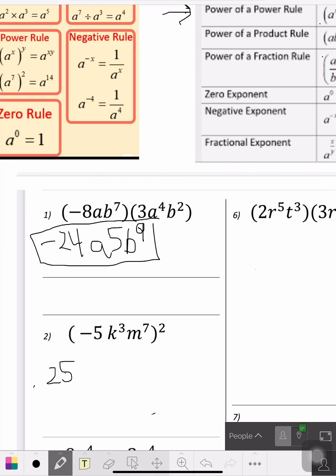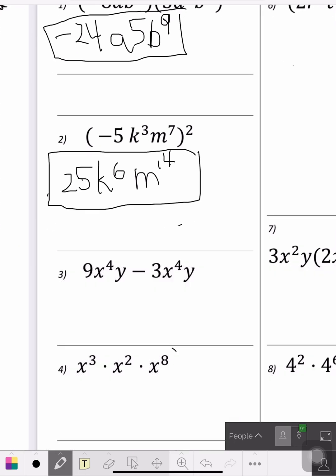Now, k to the third times 2 is k to the sixth. M to the seventh times 2 is m to the 14th. And that's all there was. But you see, if you rewrote this again, and then you were adding them, the k to the third plus k to the third would be k to the sixth. M to the seventh plus another 7 would be m to the 14th. So it works out the same either way you do it, as you see. So let's go up to the next one then.